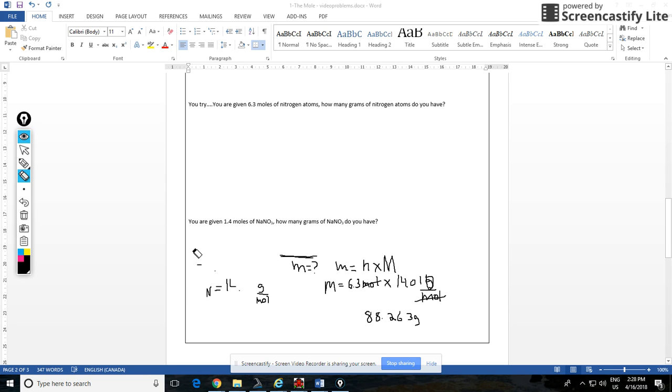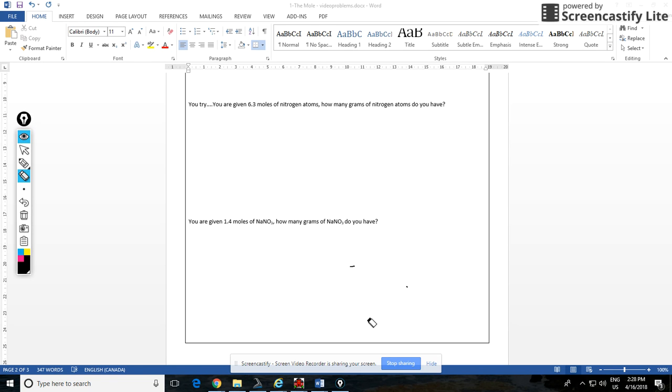So now we're going to try the last problem. I'll start you off, and then you can pause the video and finish it off on your own, and then unpause when you're done to see if you have the right answer. So write down what you're given. You have n is equal to 1.4 moles. You also have the molar mass by looking at your periodic table of NaNO3. You'll have to add up the molar masses of all these elements. So sodium is 22.99, plus nitrogen is 14.01, plus, don't forget to multiply oxygen by 3 because there's 3 of them, 3 times 15.99, and that gives you 84.97 grams per mole.